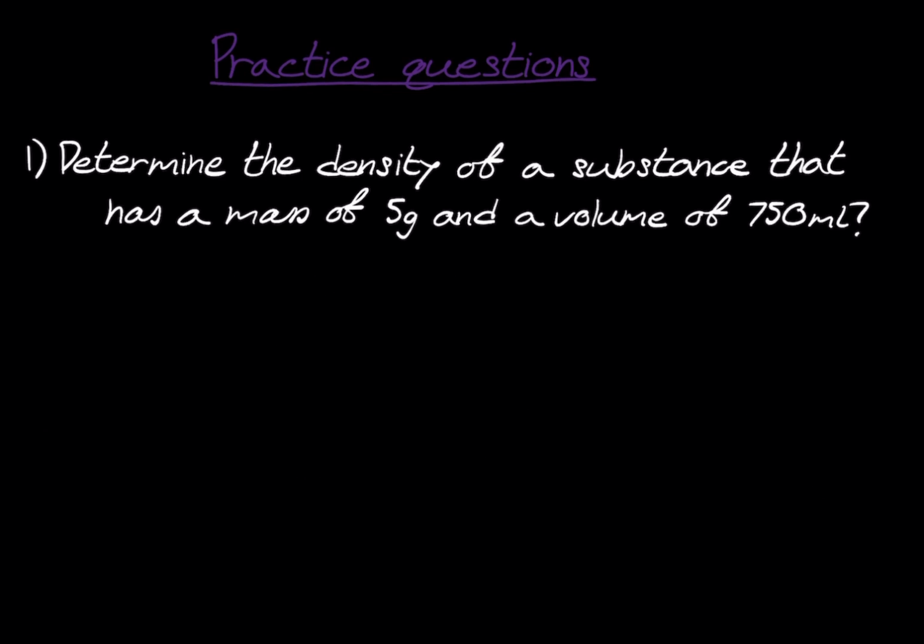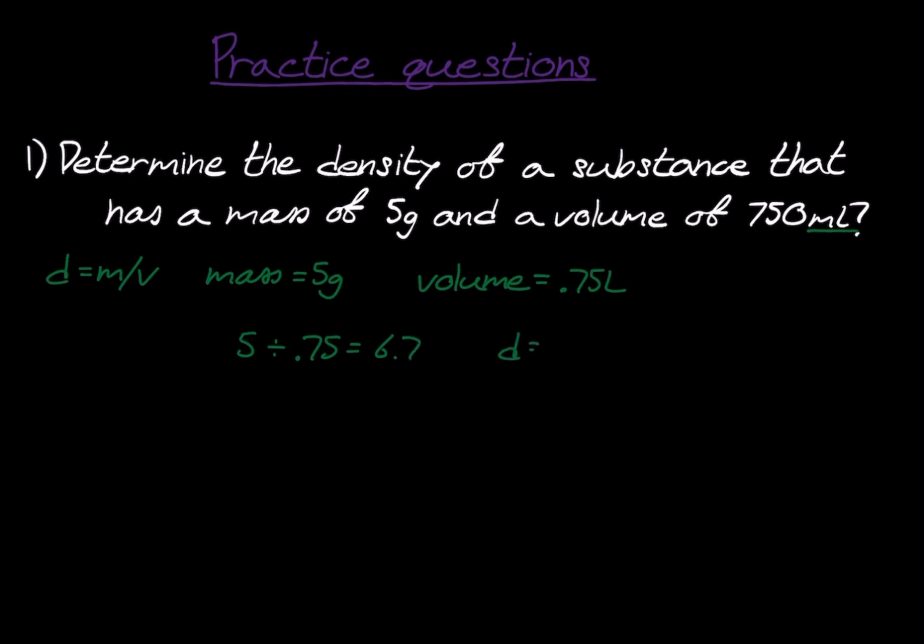For number 1, because we're solving for density, the equation is density equals mass divided by volume. And for the units, we have mass in grams, which is good. However, the volume is in milliliters, so we need to convert it to liters. We do this using dimensional analysis, which gives us 0.75 liters. Now that we have the right equation and the right units, we simply do the math. 5 divided by 0.75, which equals 6.7. So the density of this substance is 6.7 grams per liter.